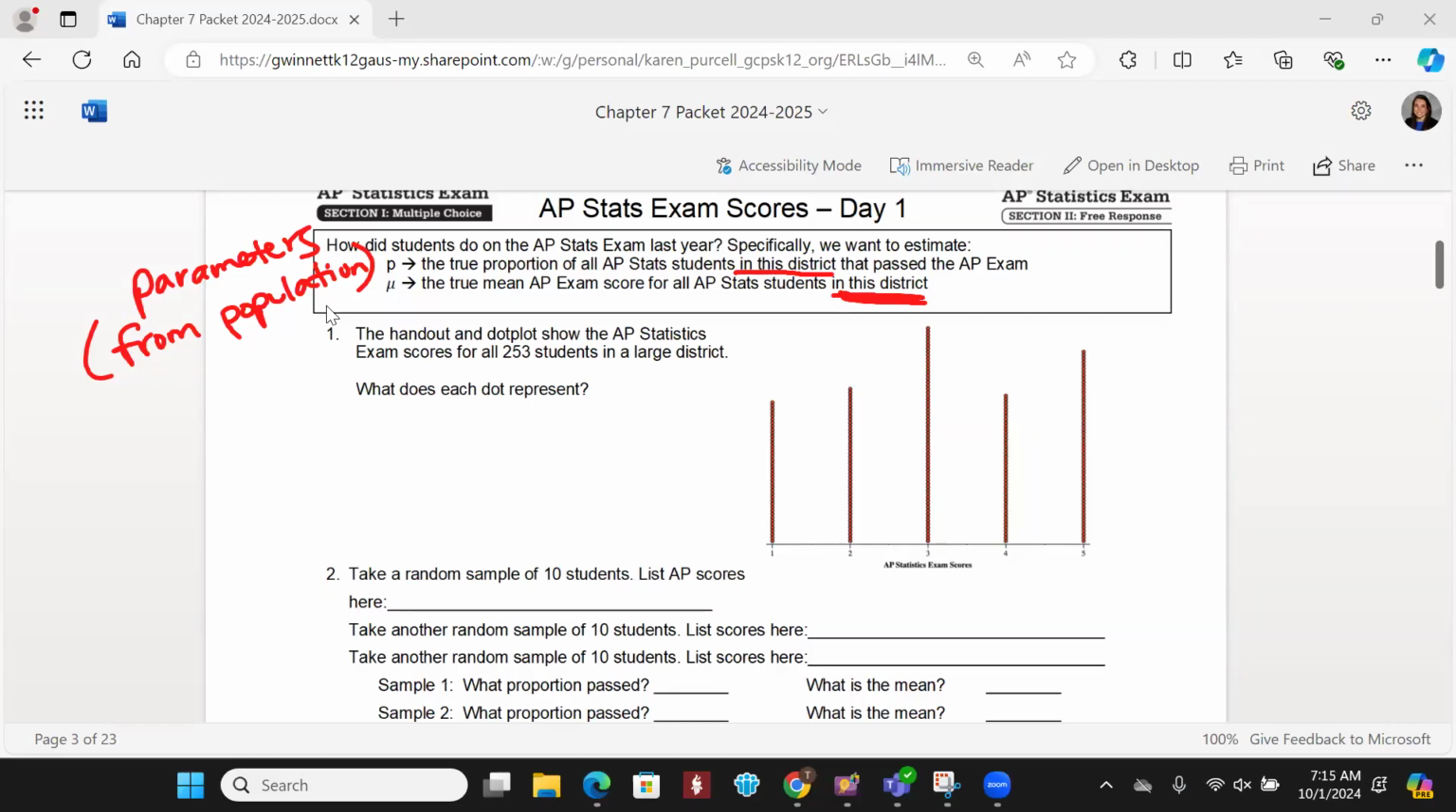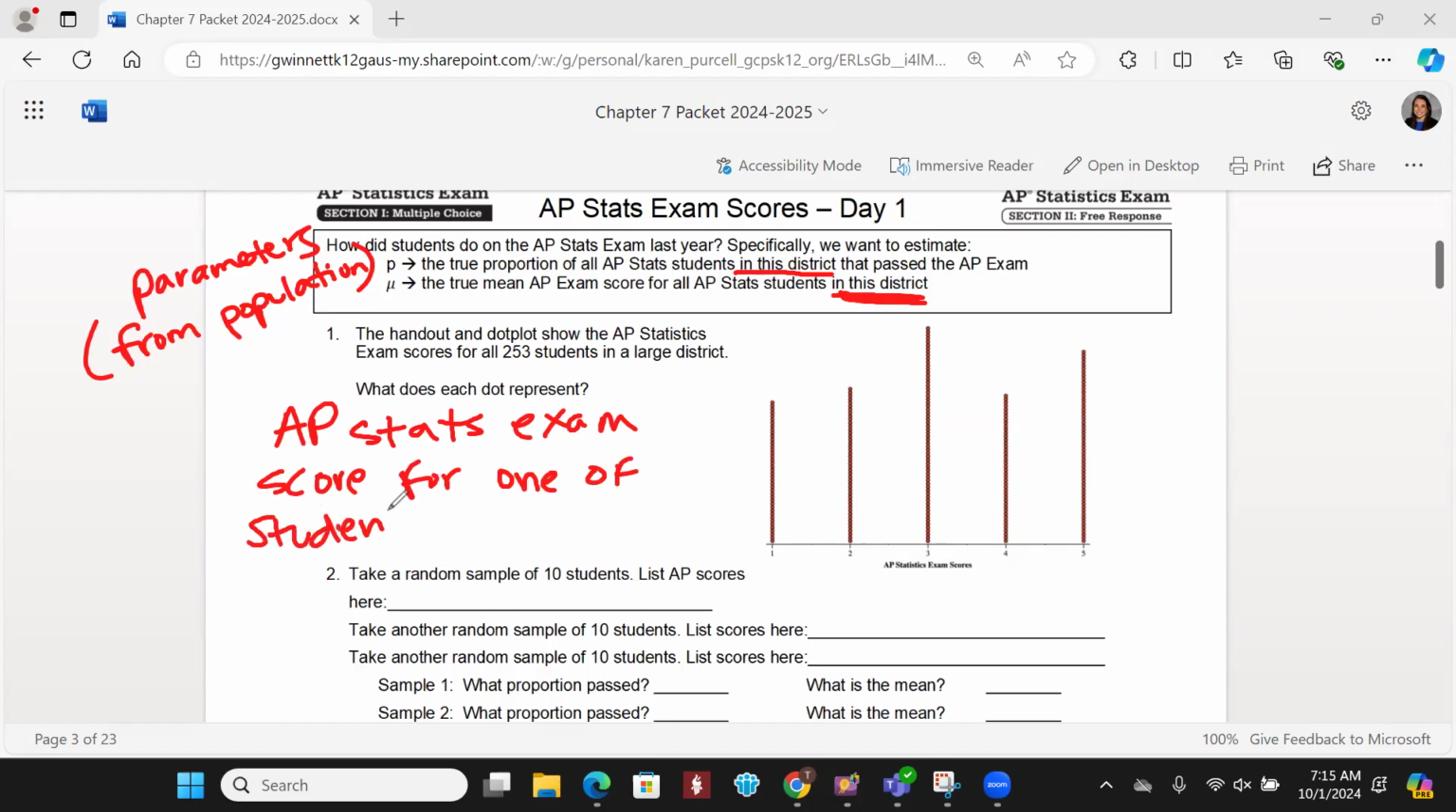Here's the dot plot, and it shows the AP stats exam scores for all 253 students in a large district. What does each dot represent? Okay, so the AP stats exam score for one of the students in this district.